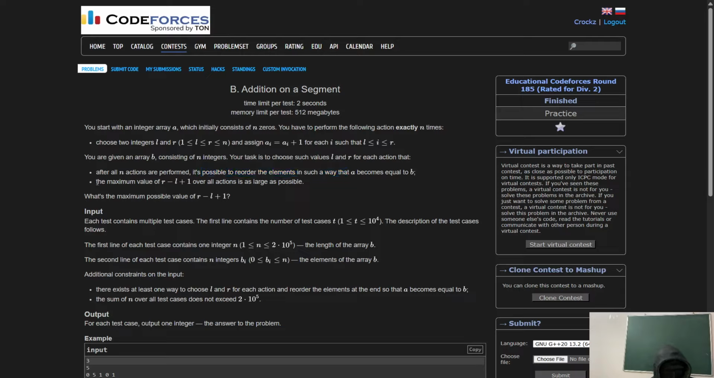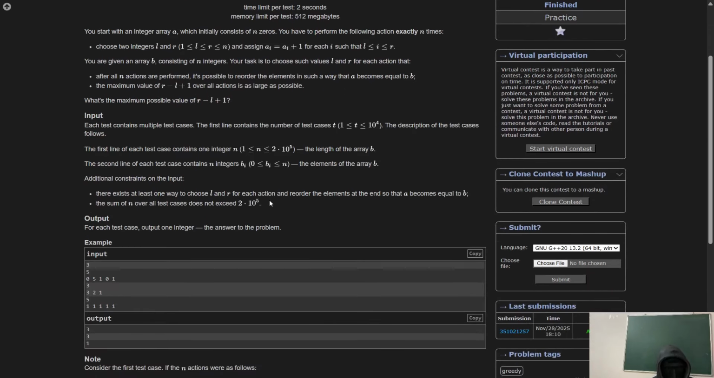Now the maximum value of R minus L plus 1 over all actions should be as large as possible. When we are doing n operations and choosing the range L and R, whichever is the max range among all n actions, we have to display that maximum possible value of R minus L plus 1.